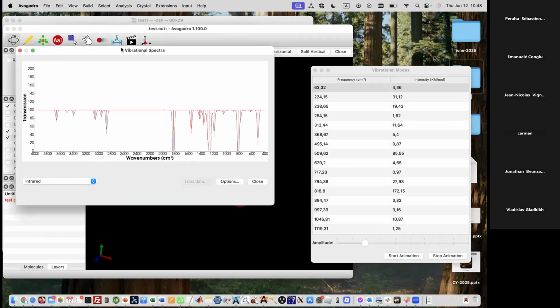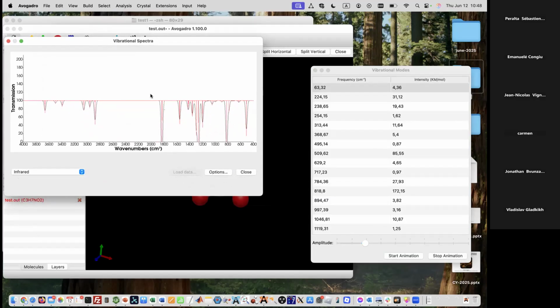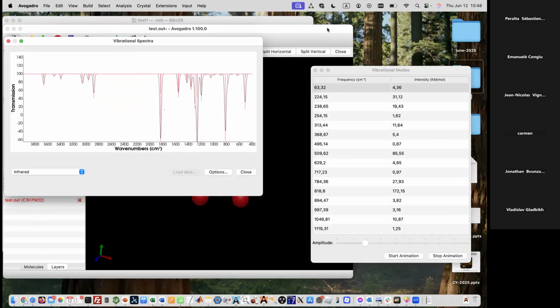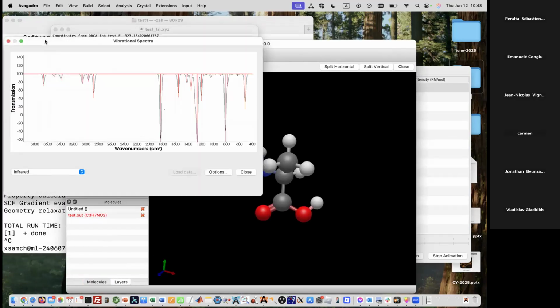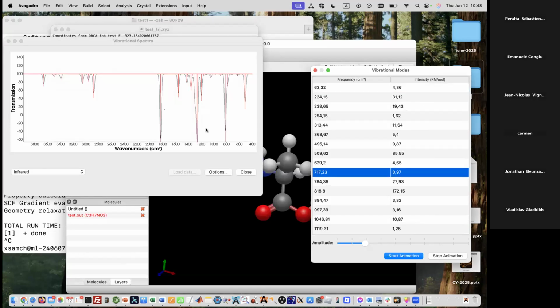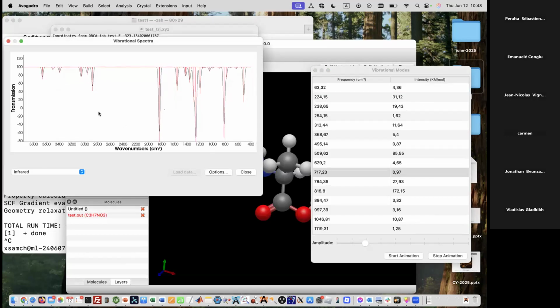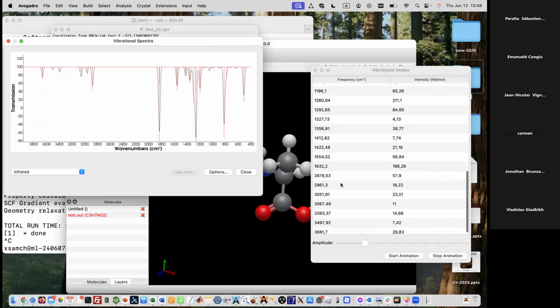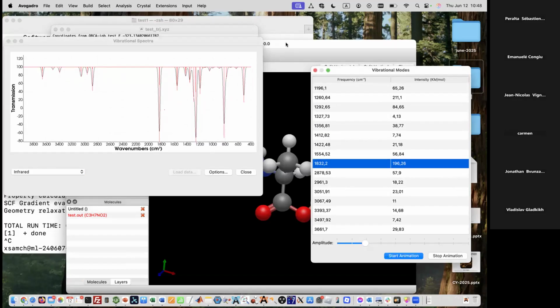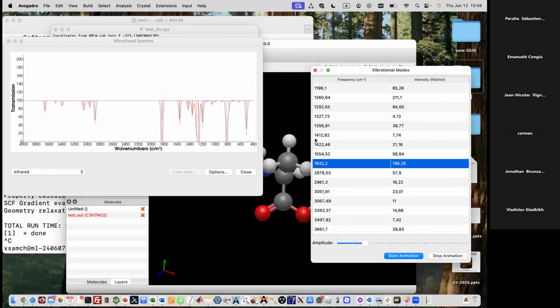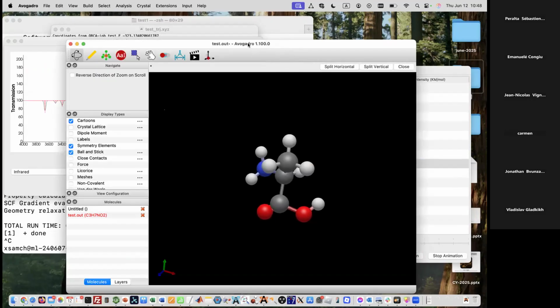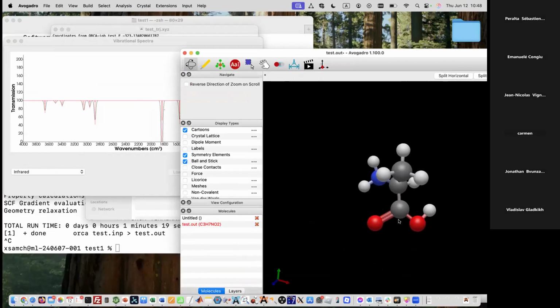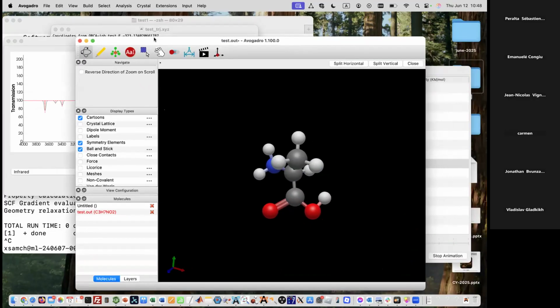Yeah, okay. So you can see the vibrations, and you can interpret the vibrational spectrum, for instance. For example, you can see here a strong peak around 1800. This is the 1800 peak, and then you can animate it, and you see that peak over here corresponds to the carbon oxygen carbonyl bond stretching. So you can analyze the vibrational spectrum.